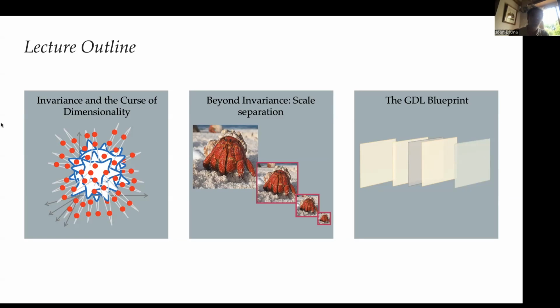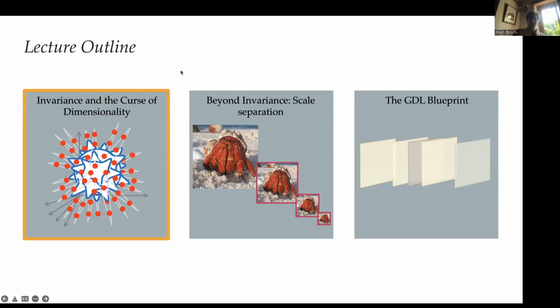The first thing we are going to discuss is how these ideas from symmetries and invariances relate to the problems that we discussed in lecture number 2 that concern the curse of dimensionality. Then we are going to move from the notions of invariance to notions of scale separation. So we are going to discuss another prior. And then we are going to combine these two priors, invariance and scale separation, into what we call the geometric deep learning blueprint. Okay, so that's what we're going to do in this hour.